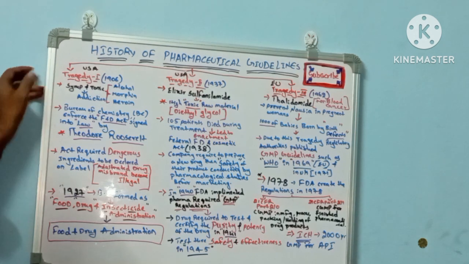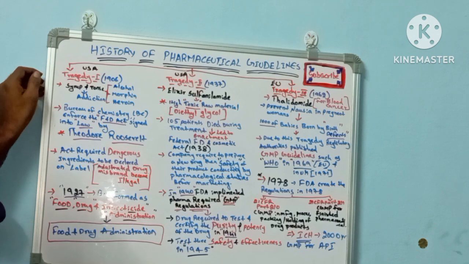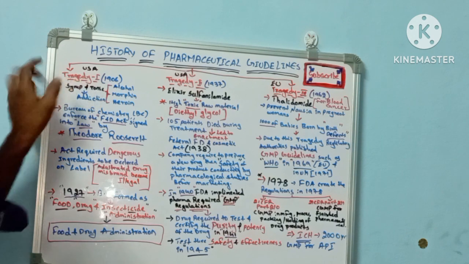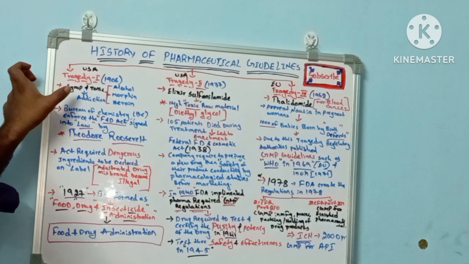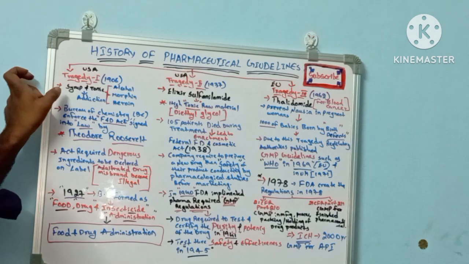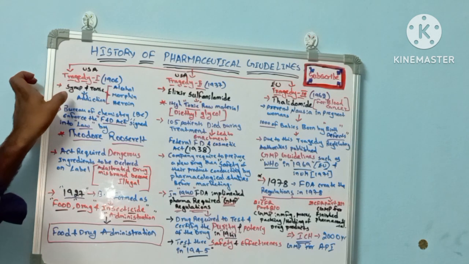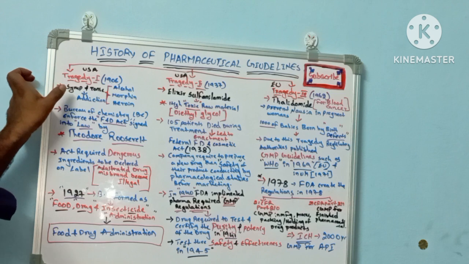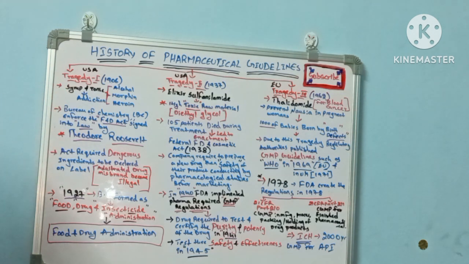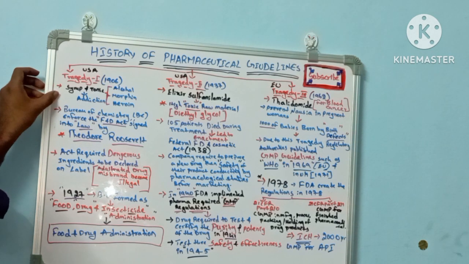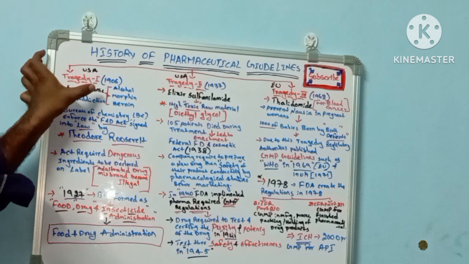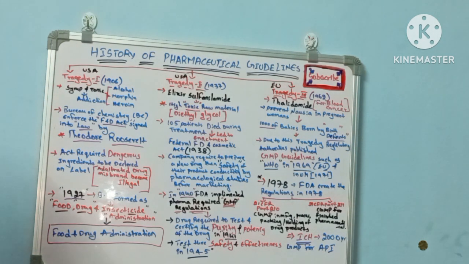Let's see. Tragedy 1 happened in the USA in the year 1906. What happened in the USA? Syrups and tonics contained alcohol, morphine and heroin. When patients were treated with these syrups and tonics, they became addicted due to the presence of alcohol, morphine and heroin. It was very harmful to patients during treatment. So it was an adulterated drug, and also harmful to health.